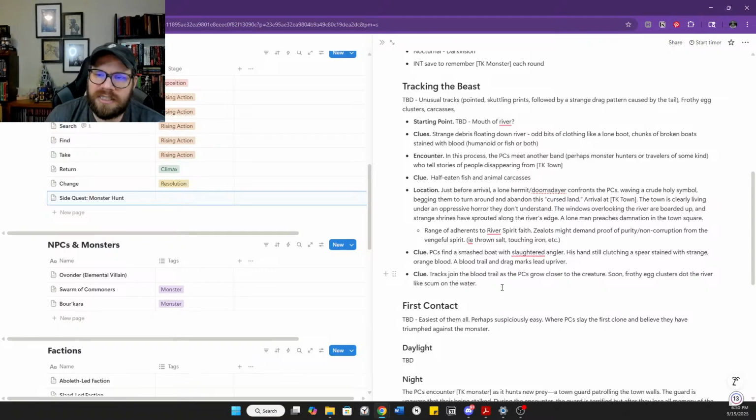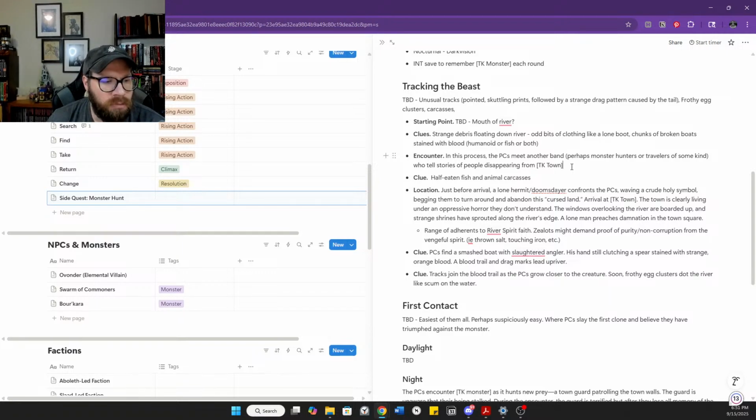Obviously, things like the debris and the animal carcasses and stuff like that should come once they're on the trail and hunting this thing. But do we need more than one social encounter? And I'm not saying that we don't. The question is, what kind of information are we trying to deliver at this point? And not necessarily information about the monster or the task at hand, but the situation. What do we want to build here?